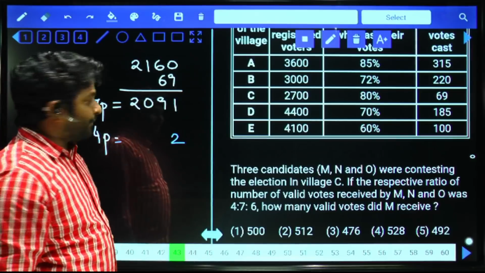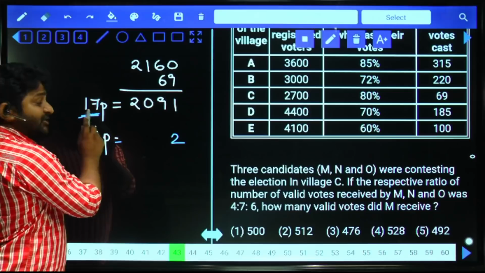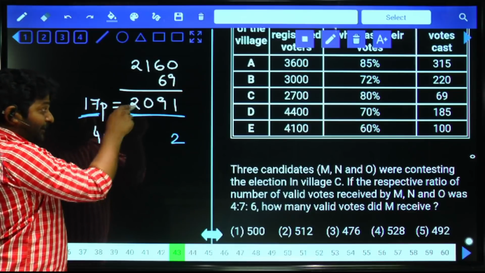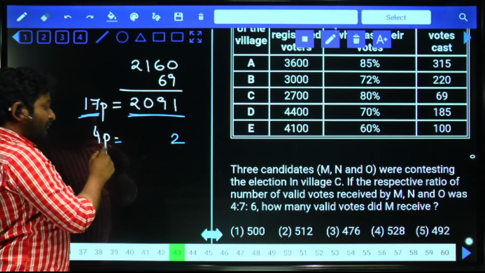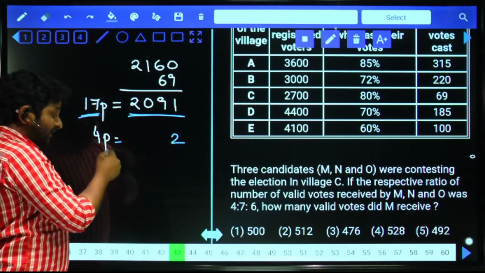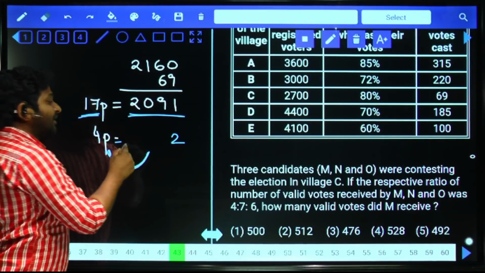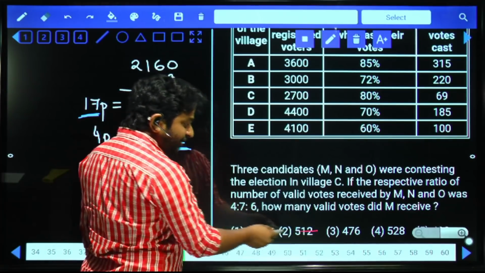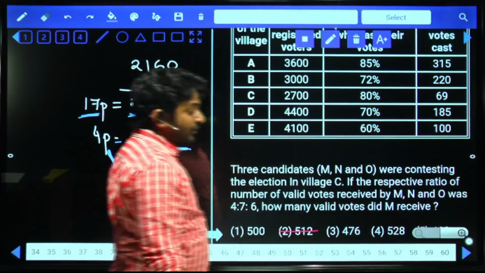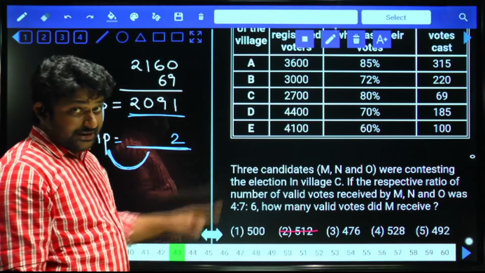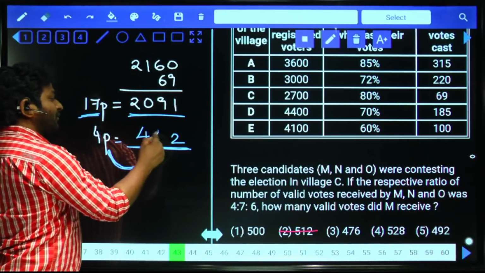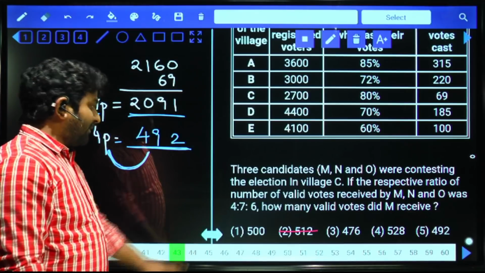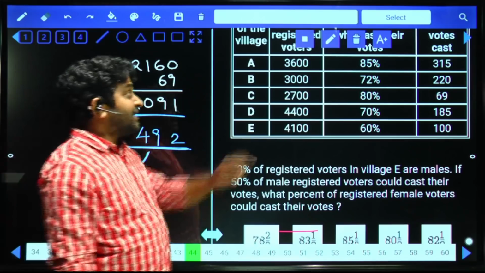That's very clear now. 17 parts. This is not a multiple of 3. But 2091, this is a multiple of 3. So in the multiplication process we have a multiple of 3. When you calculate 4 parts, as you have a multiple of 3 in the multiplication process, your answer also should be a multiple of 3. So out of 512, this is not a multiple of 3, but the last option, 492, that is a multiple of 3. Final answer 492. Otherwise you have to calculate it. So that's a waste of our time. Next, reusing the data is the key point here.